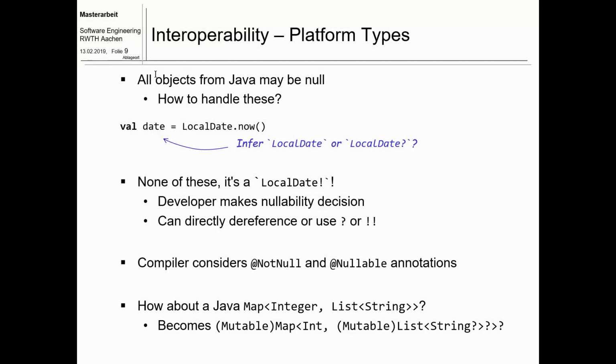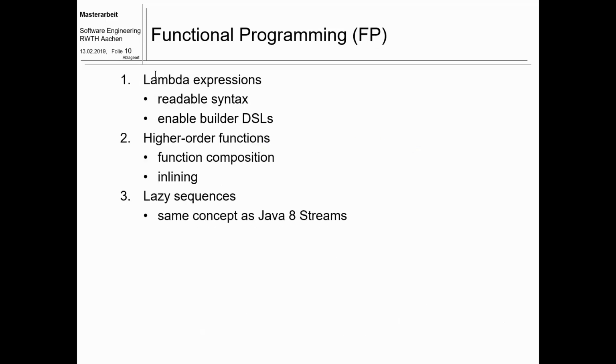So now we've covered interoperability with Java, and that also concludes the basic features. So in the following, let's take a look at functional programming features in particular, and then also at object-oriented features. So first of all, for our functional programming, the most fundamental features that we need are lambda expressions, higher order functions, and lazy evaluation. In this case, we're going to take a look at lazy sequences in particular, which are basically the same as Java 8 streams.